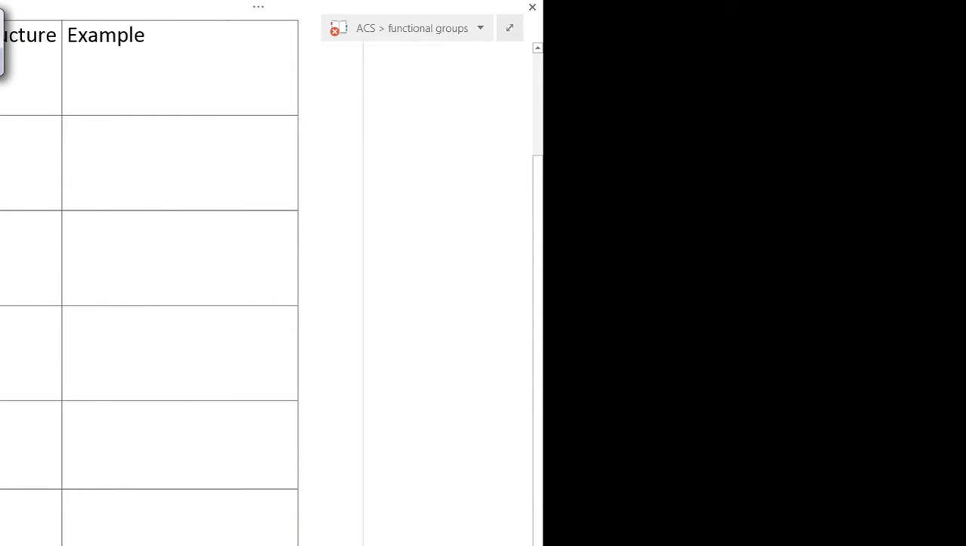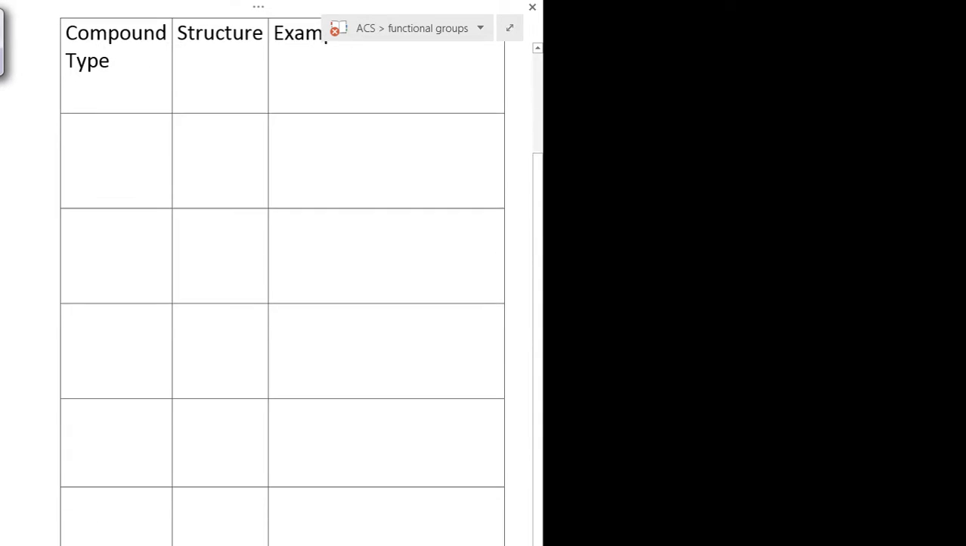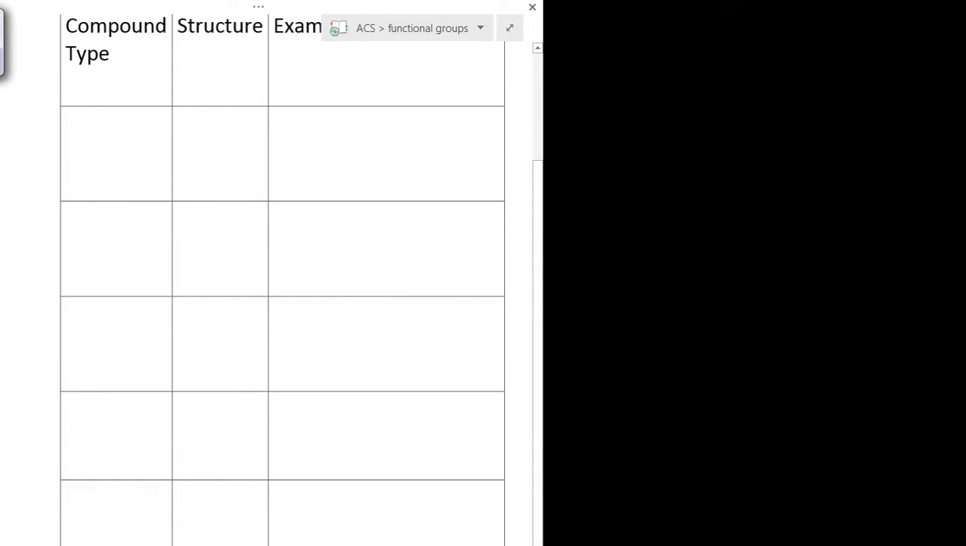Hello, in this video I'm going to be talking about functional groups which have a carbon double bonded to an oxygen. So the first example I'm going to be discussing is an aldehyde. An aldehyde is an R group single bonded to a carbon, and that carbon is double bonded to an oxygen and also attached to a hydrogen. And an example of an aldehyde group is a benzaldehyde.